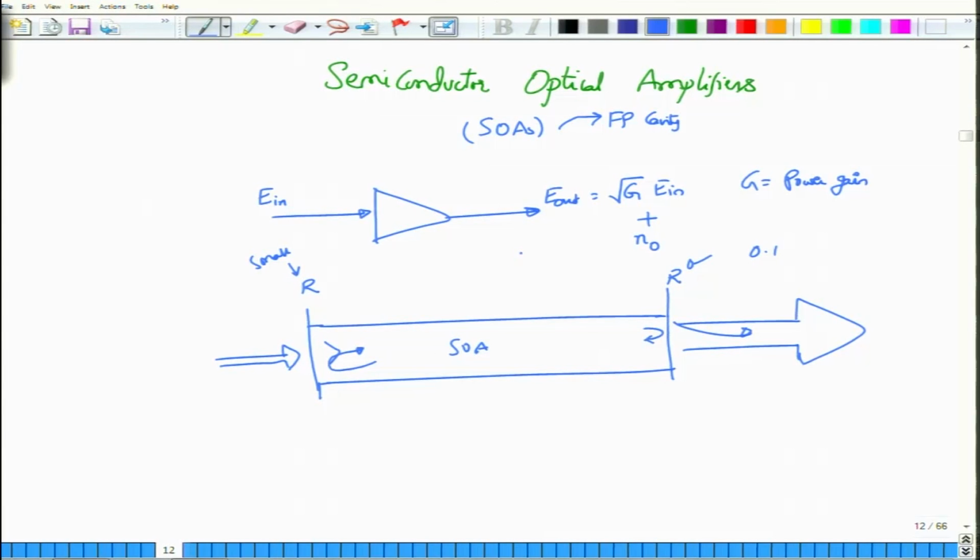Of course, how do you inject here? What is the pumping mechanism? This is the injection current that you need to supply, and this is a PN junction. Therefore, you take this SOA and forward bias this junction, and then send in some input and obtain the output. But because this SOA material is kept in the cavity, there are differences in the way the gain actually comes out. Okay.